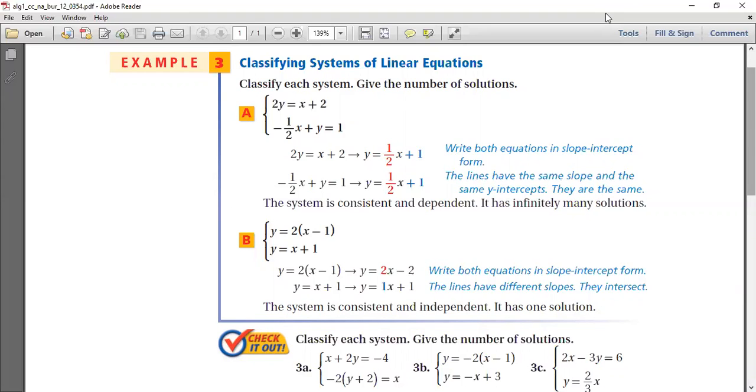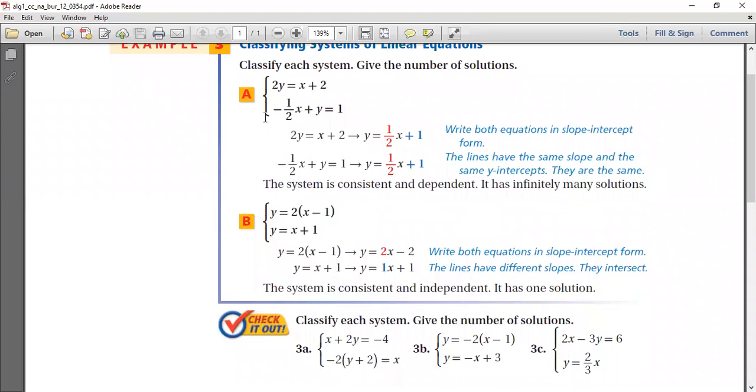Okay. So let's find out. It's easy. It's not as difficult as I thought. Now, just look at this part here. 2y equals x plus 2, minus half x plus y equals 1. So what's the first thing we are going to do? We are going to change all of them to y-intercept form.